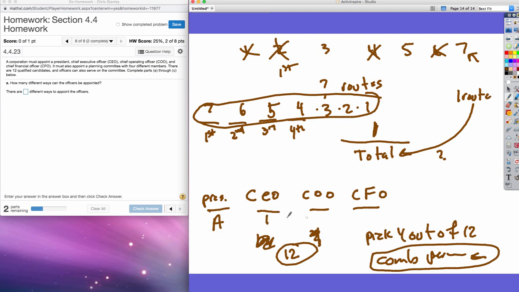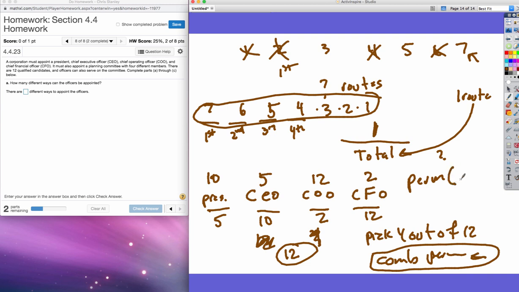Let's use numbers, because there's 11 of them. So let's say candidate 5 got president, candidate 10 got CEO, candidate 2 got COO, and candidate 12 got CFO. If you had said 10 got president, 5 got CEO, 12 got COO, and 2 got CFO, it's the same 4 people, but they're in a different order. So that's what makes it a perm.